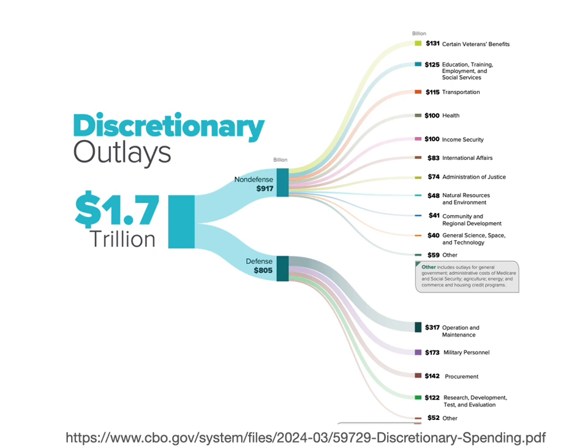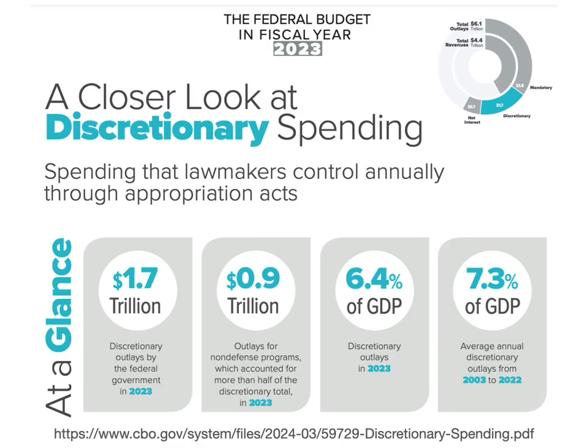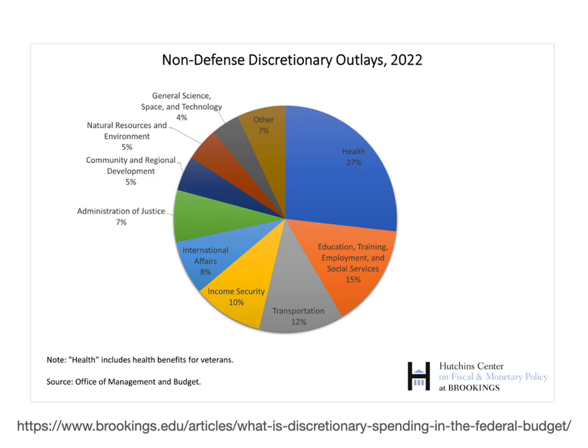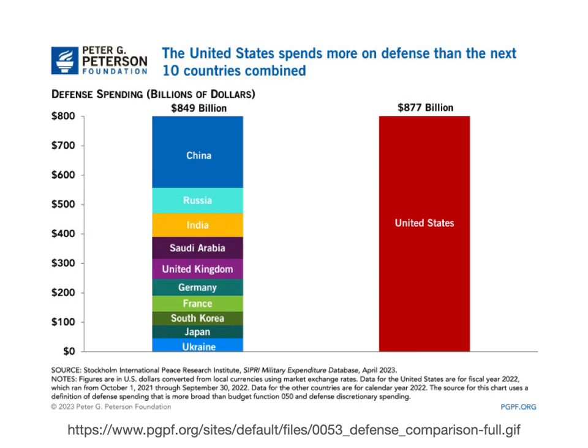Notice how much smaller the total amount is when we're looking just at discretionary. And again, here we're looking at absolute dollars versus share of GDP. Now we see trends over time, again, as a share of GDP. And here are the categories as a share of total non-defense, right? So we're taking out defense, non-defense discretionary. What are the biggest categories?